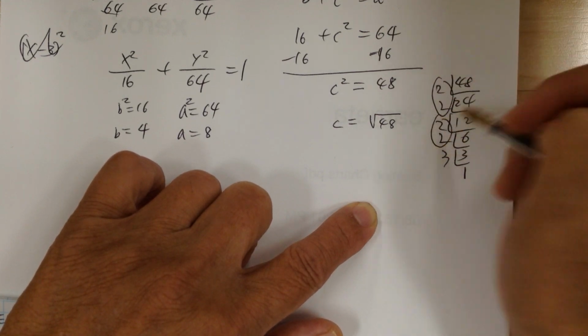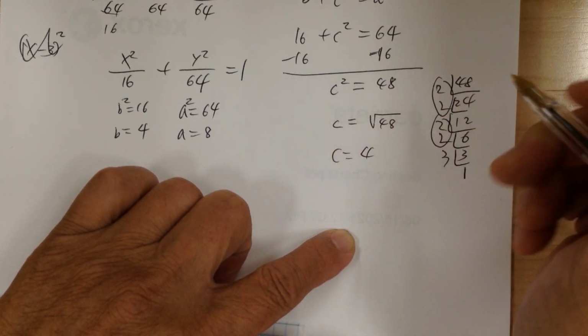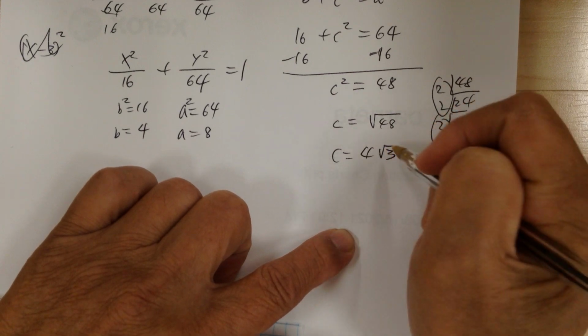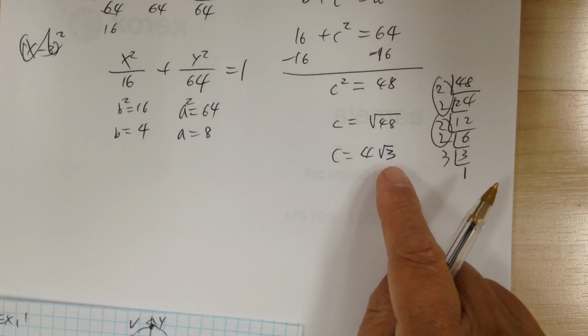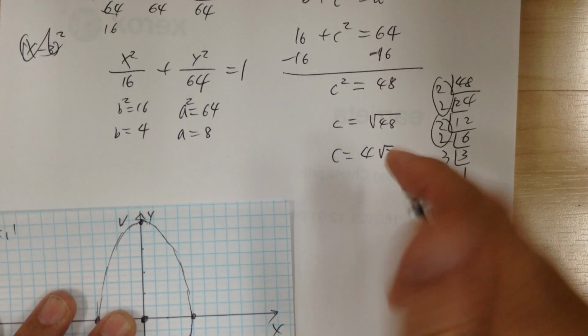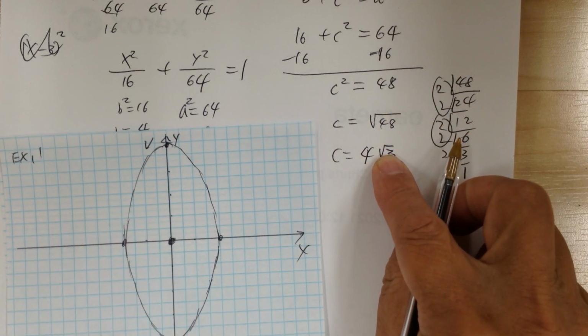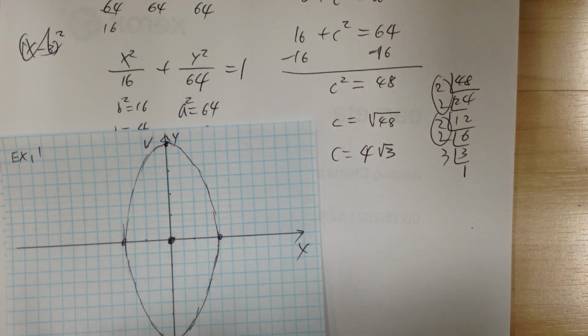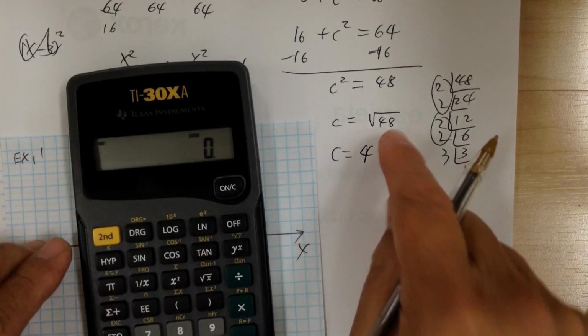So this comes out, this comes out. So c is equal to 4 square root of 3. Okay, so 4 square root of 3, that is your distance. This is for labeling. But to locate these, you want to use a calculator to figure out where that is.